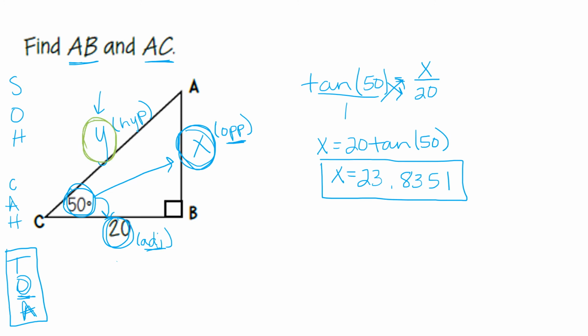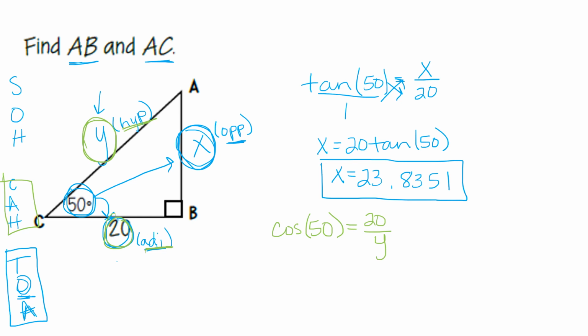So Y, the only other unknown, I don't want two unknowns, so I'm going to use 20 again. So it looks like I'm using hypotenuse and adjacent. Hypotenuse and adjacent, A and H, would be CAH, which is cosine. So I'm going to start by writing cosine. Now my reference angle again inside the bubble goes: cosine 50 equals A over H. This time I'm going to have to put 20 over Y.